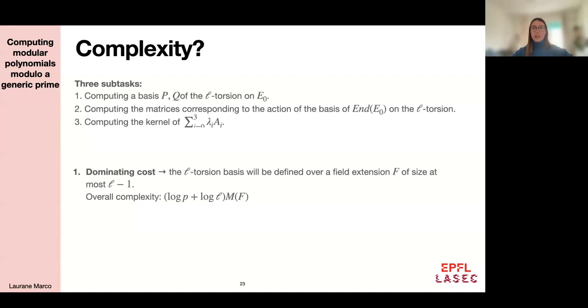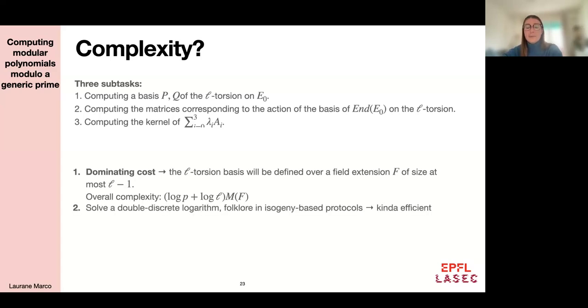Your L torsion basis, because you have no control over p, is going to be defined over some field extension. Then you can show that the size of this extension is going to be at most L minus 1. So your complexity is going to be log p plus log L times the complexity of doing arithmetic over your field extension.